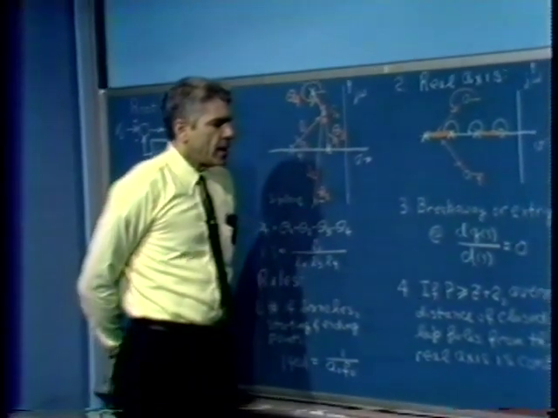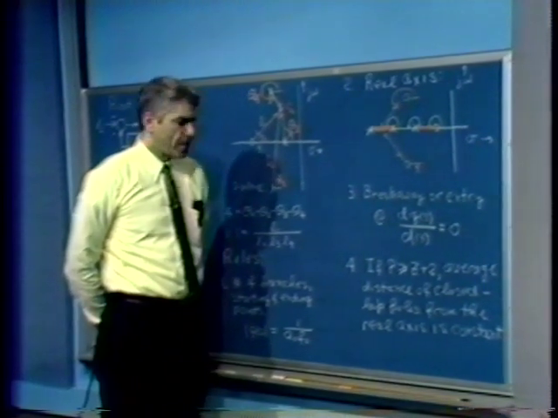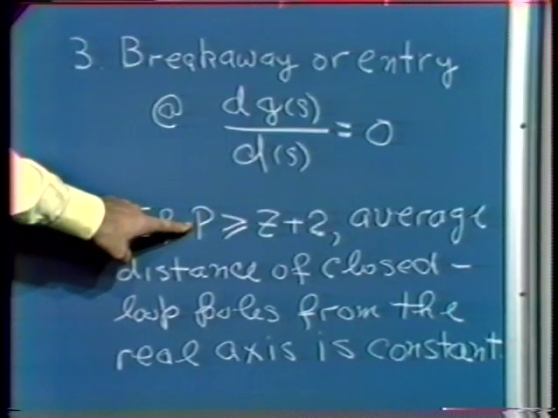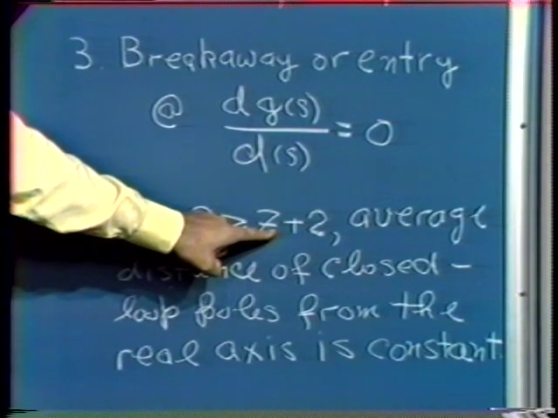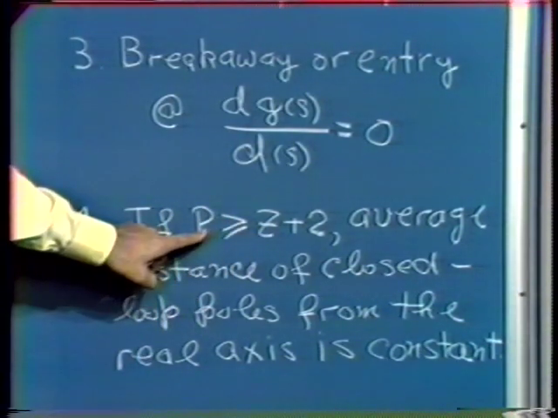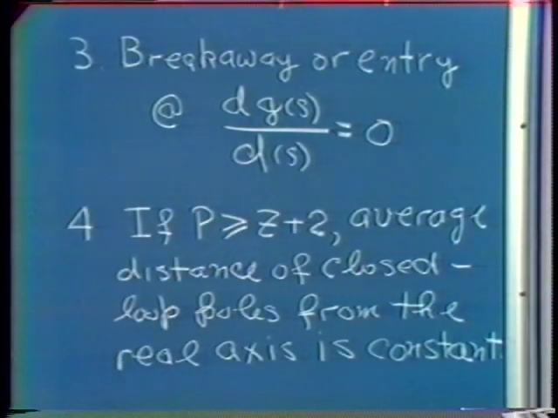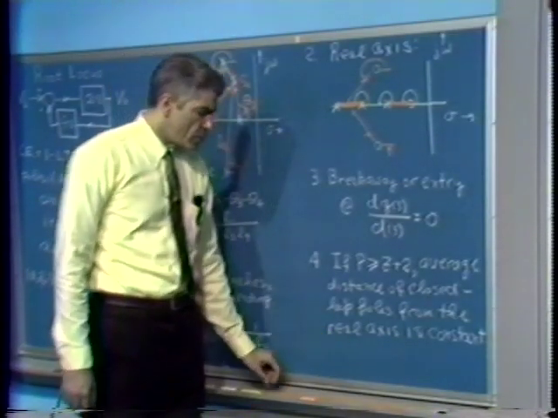Rule 4 has to do with the average distance of branches from the imaginary axis. And in particular, it tells us that if the number of poles associated with the loop transmission, which I'll denote by capital P, is the number of poles of the loop transmission, capital Z is the number of zeros associated with the loop transmission. If the number of poles of the loop transmission exceeds the number of zeros by 2 or more, then the average distance of all closed loop poles from the real axis remains constant. The proof of this is an algebraic one. I do it in the book, and I won't do it here.